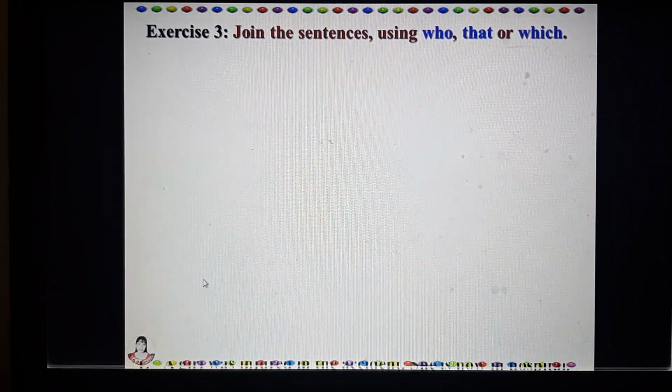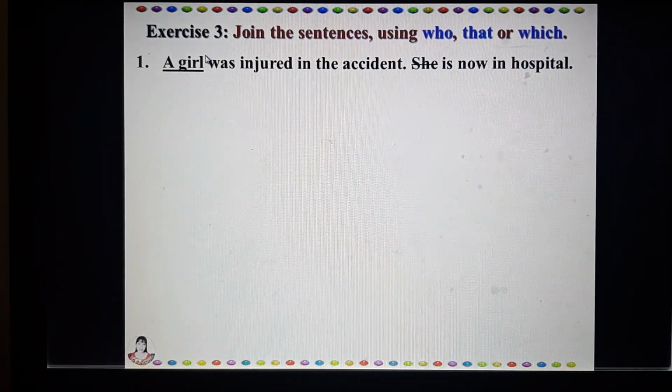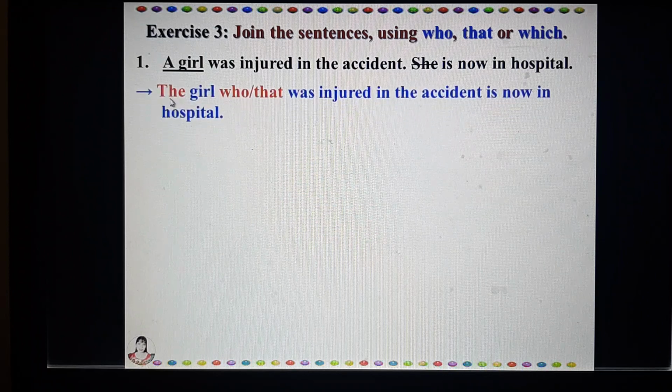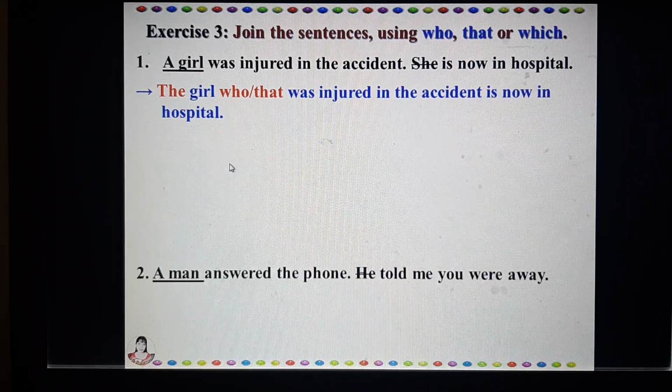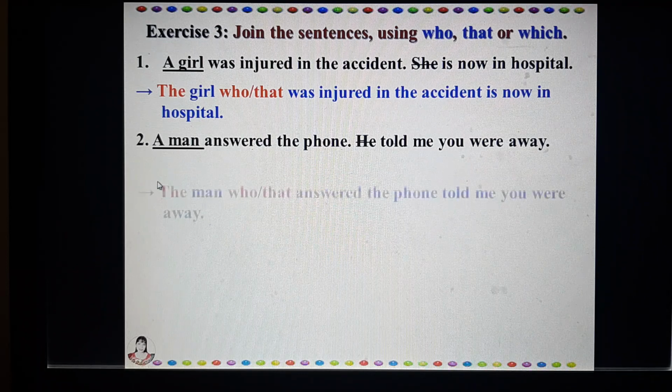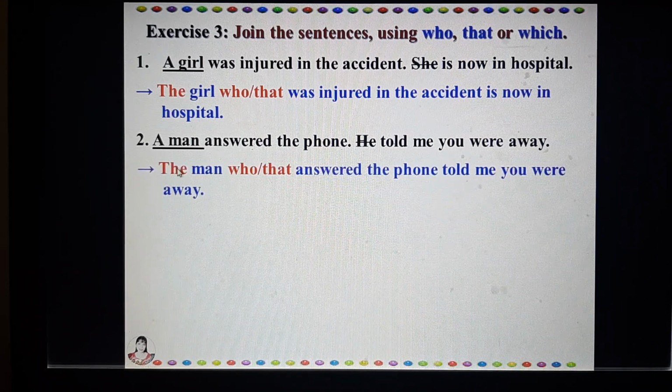Now we work together. A girl, we underline the noun and cross out the pronoun. So write: the girl who or that was in the accident is now in hospital. Number 2. A man, underline man, cross out he. The man who or that answered the phone told me you were away.